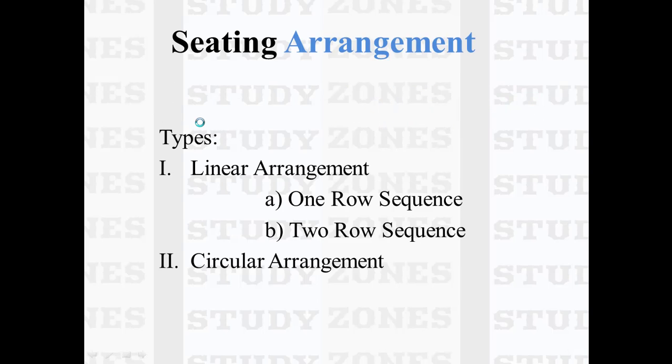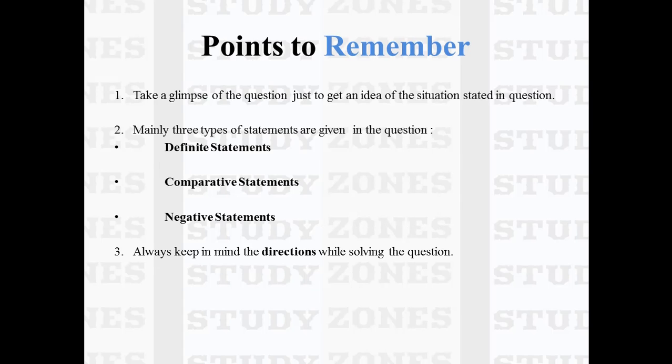Let's start. Sitting arrangement problems are of two types: linear arrangement and circular arrangement. Linear arrangement is further divided into two parts: one row sequence and two row sequence. And there are some basic key points regarding these types of questions that have to be kept in mind while solving the question. First of all, take a glimpse of the question just to get an idea of the situation stated in the question.